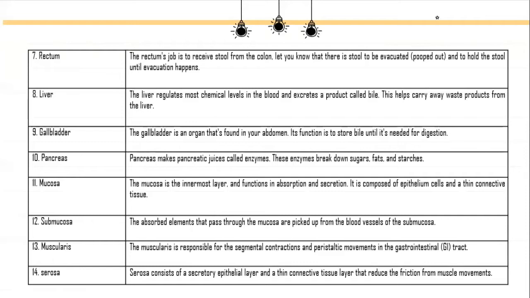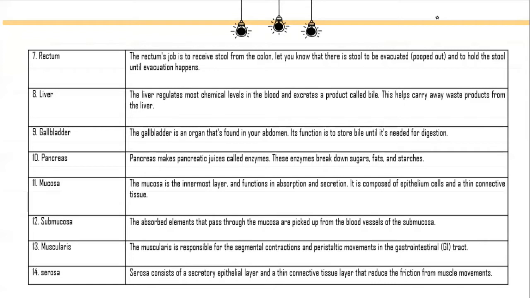Eighth is the liver. The liver regulates most chemical levels in the blood and excretes a product called bile. This helps carry away waste products from the liver. Other functions of the liver are enzyme activation, storage of vitamins and minerals, and synthesis of plasma proteins such as albumin and clotting factors.